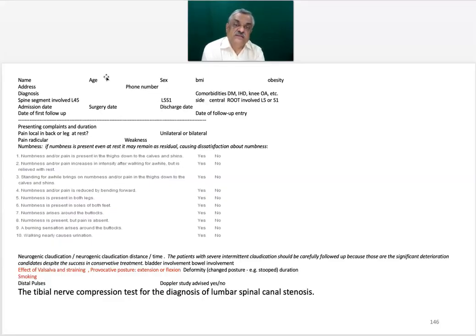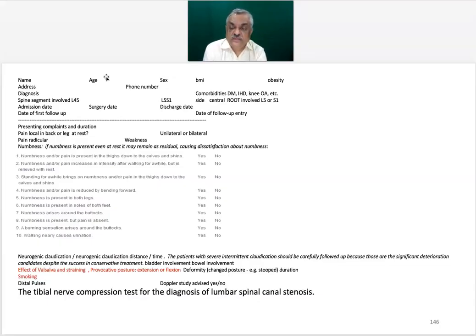Then the comorbidities like diabetes mellitus, ischemic heart disease, knee osteoarthrosis, etc. Admission date, surgery date, discharge date, date of first follow-up, date of follow-up entry. Then the presenting complaints in the form of numbness, etc., the duration, the pain in the lower back or in the leg at rest, unilateral, bilateral, whether it is radicular pain associated with weakness, numbness. If numbness is present even at rest, it may remain as residual and may cause dissatisfaction about the treatment.